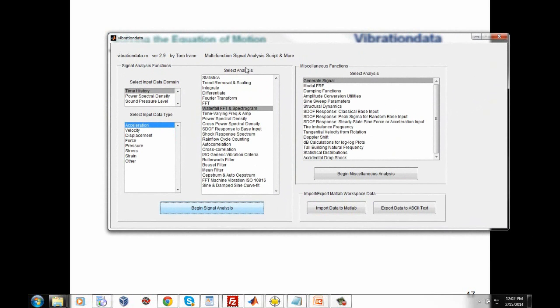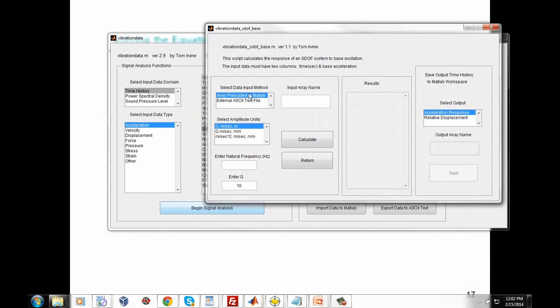And if we go to select analysis, we can do single degree of freedom response to base input. This is the Smallwood algorithm function. So we have our sine sweep. Again, I should read the headings here.